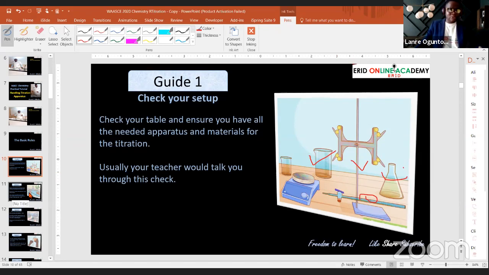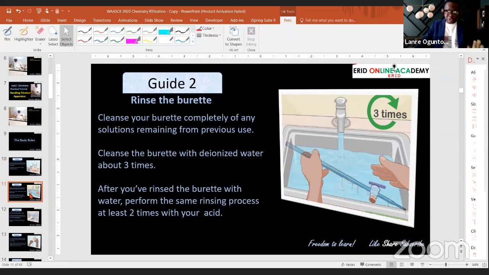Then number two, rinse your burette. After washing your burette, make sure you rinse your burette lastly with what? With acid. Ensure that it is very clean, especially if the exam center you want to use is doing the exam in batches. If the first people are finished and the second batch are coming inside to use the same apparatus, those people in the second or third group need to be very careful. You need to wash your apparatus well, and rinse your burette with acid. That will be your guide 2.